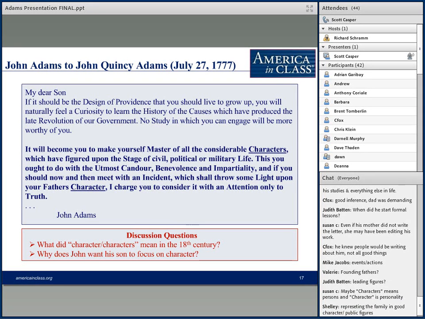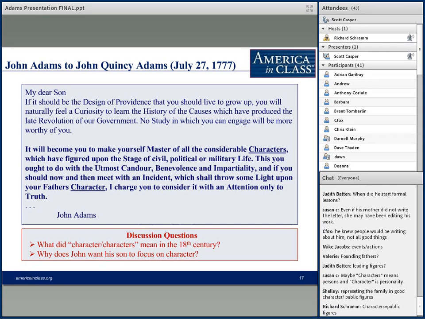That is, somebody might say something about John Adams, and that would be about John Adams as a... or the truth of such remarks. John wants his son to focus on character, I think, because he expects that his son, like himself, will be a public figure at some point.